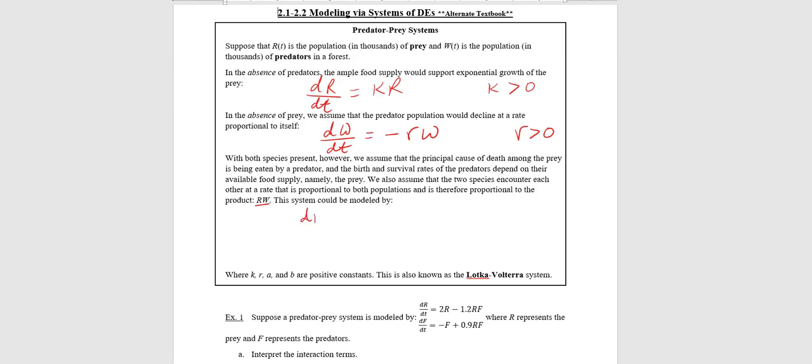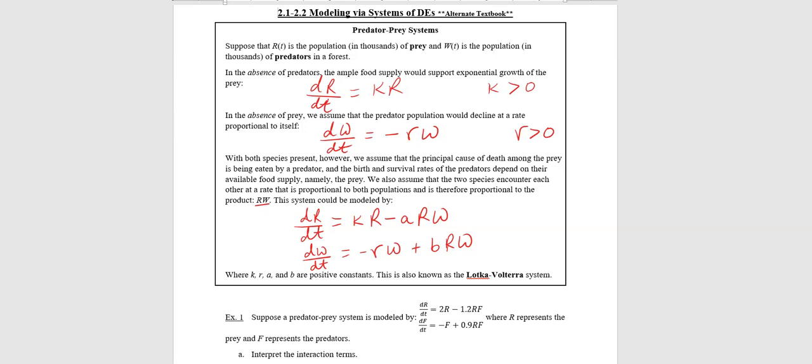So in this case, when they're both present, dR/dt is equal to kR minus aRW. That's called the interacting term. And likewise, dW/dt, the rate of change for the predators, would be negative rW plus bRW, the interacting term, where k, r, a, and b are positive constants.